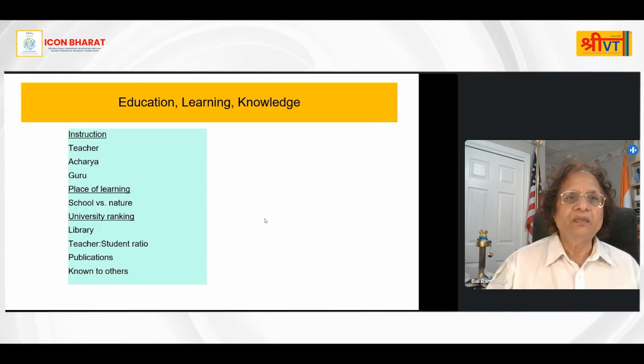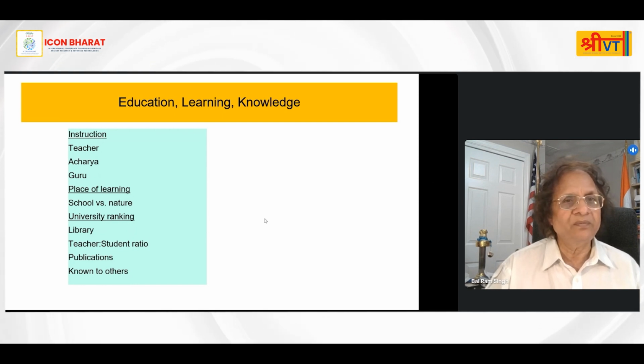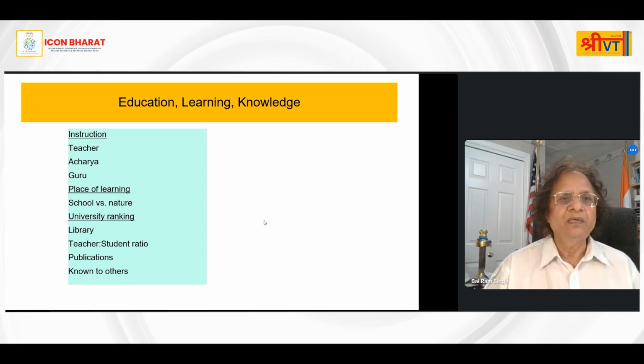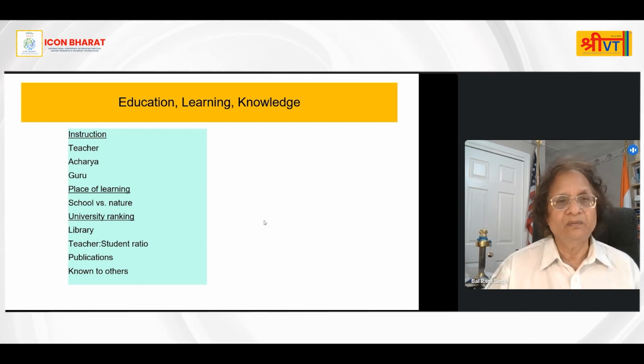What is in the process from India's perspective? You have instruction through teachers, acharya and guru. These are different concepts from what we have, professors and deans and whatever else. The place of learning is school versus nature, because now we have buildings and we teach in schools, but the Indian system is more like natural.